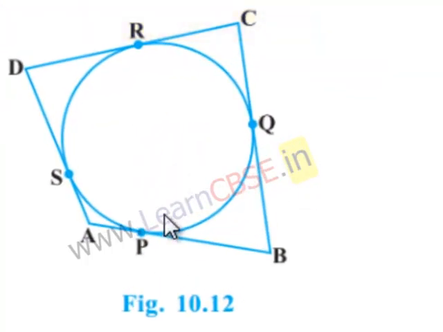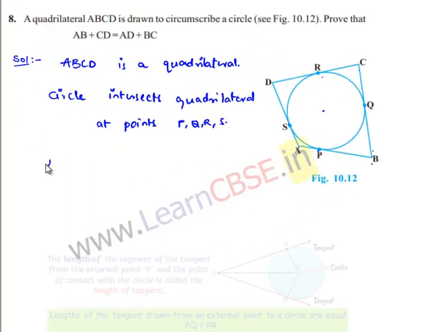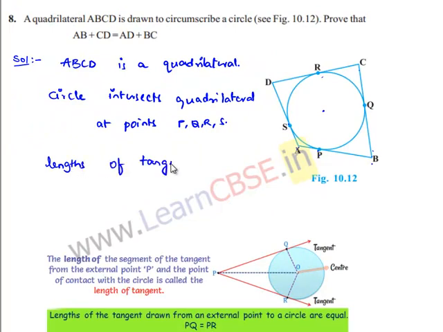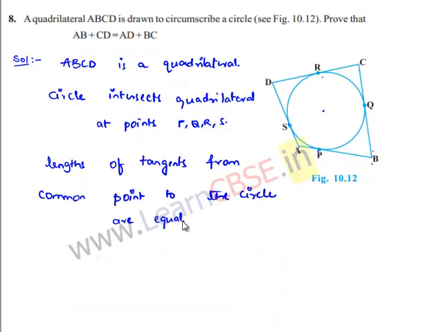If we consider the points separately A, B, C and D, then AS and AP are tangents from point A, PB and BQ are tangents from point B to the circle, and CR and CQ are tangents from the common point C to the circle, and DS and DR are the other two tangents from point D to the circle. We know that lengths of tangents from a common point to the circle are equal. Let us initially consider the tangents from point A, that is AS will be equal to AP.